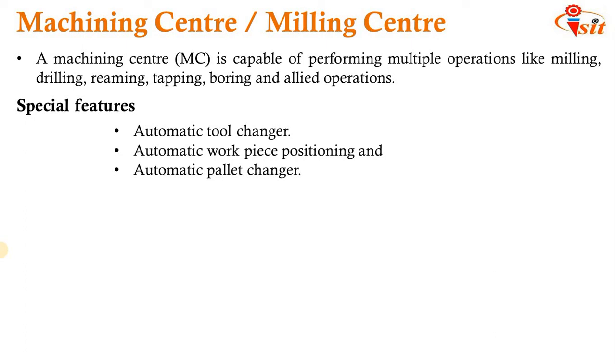The automatic tool changer is used when we want to perform different operations by using different tools. Suppose we want to make two drills, one of 10 mm diameter and one of 20 mm diameter. So we require two drills. Then we can use the two drills, 10 mm and 20 mm, and we can change them automatically by using this automatic tool changer. Then automatic workpiece positioning, for that tool the operation is performed.